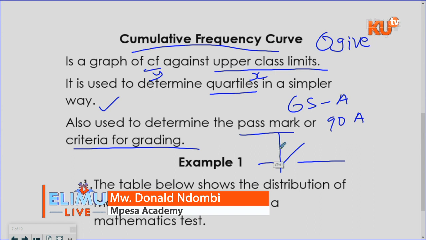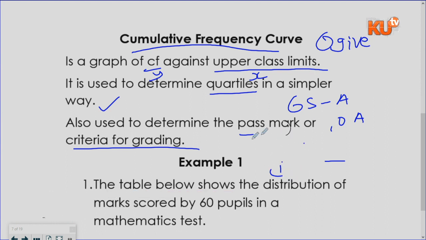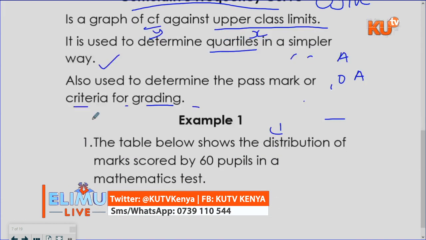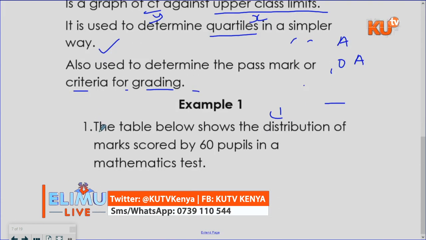Therefore, if we look at an example quickly, example one says the table below shows the distribution of marks scored by 60 pupils in a mathematics test.